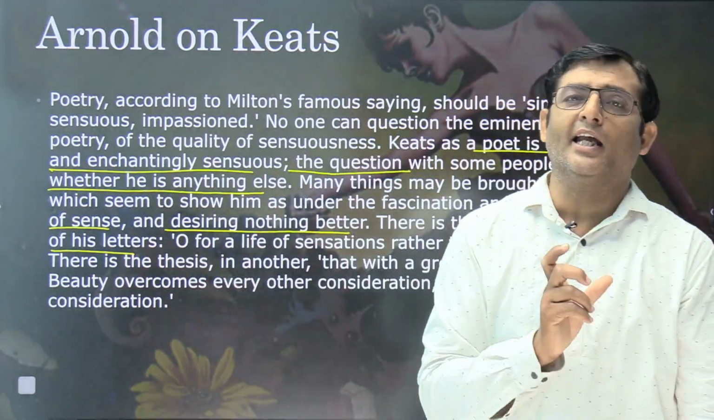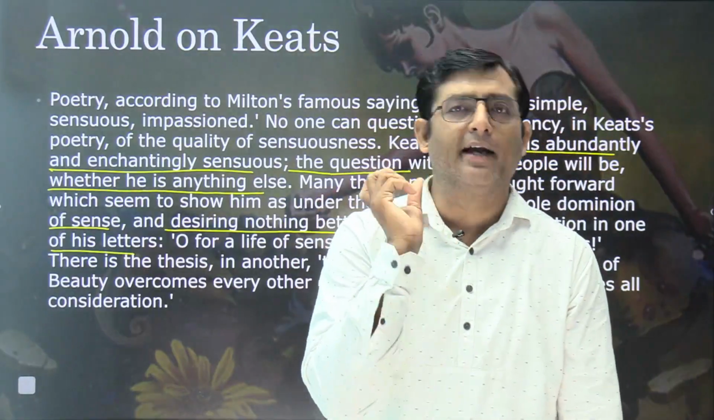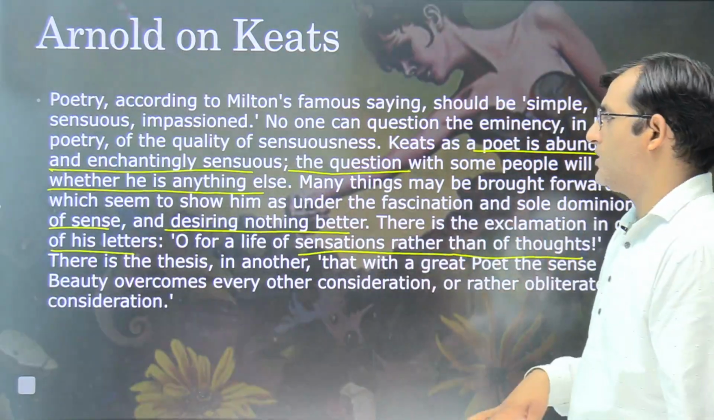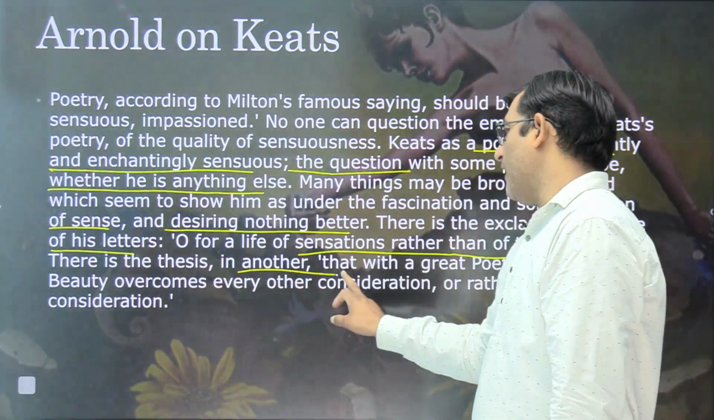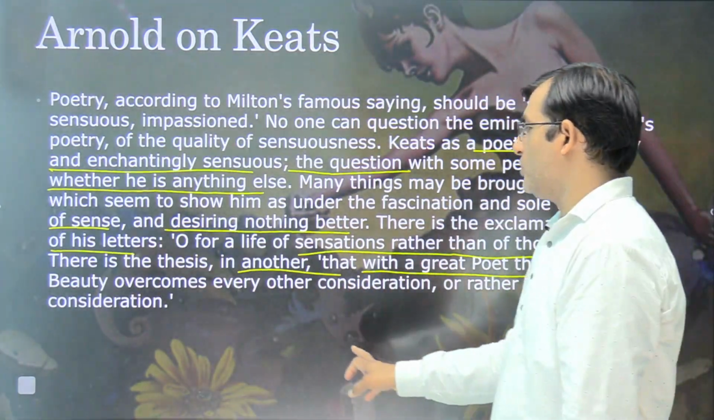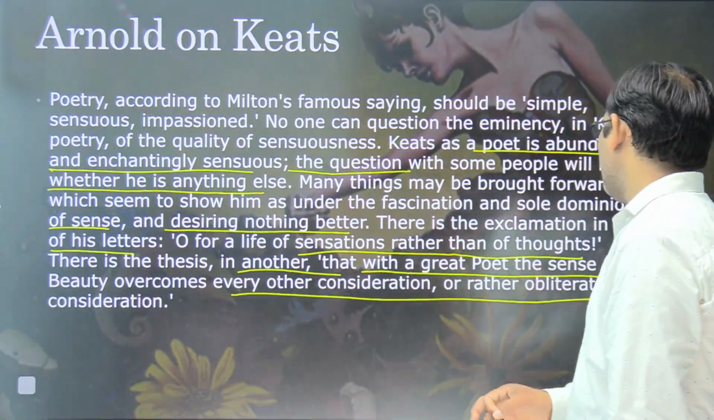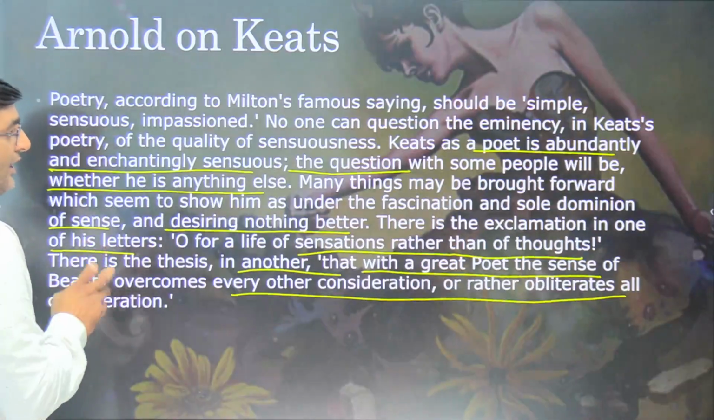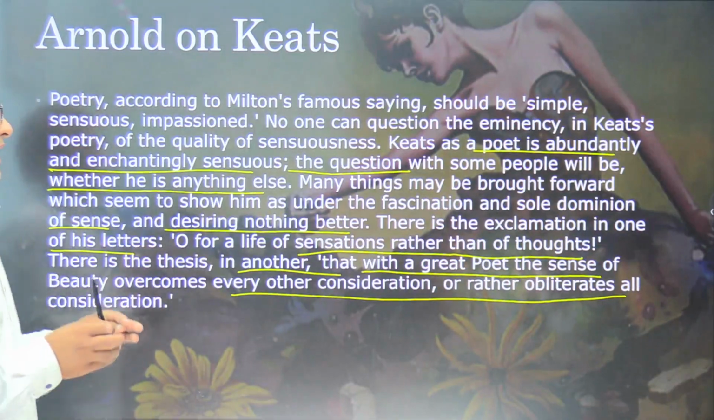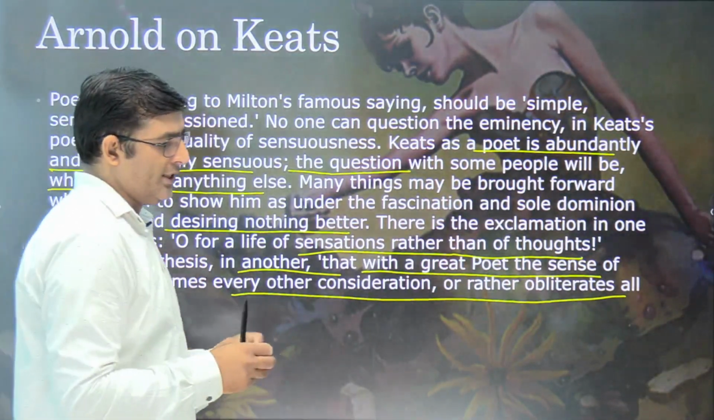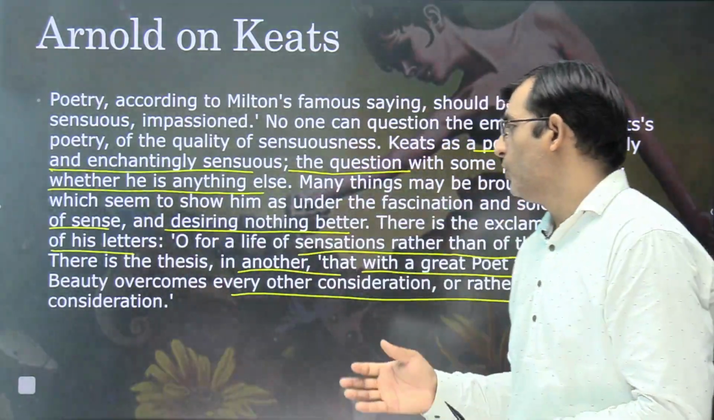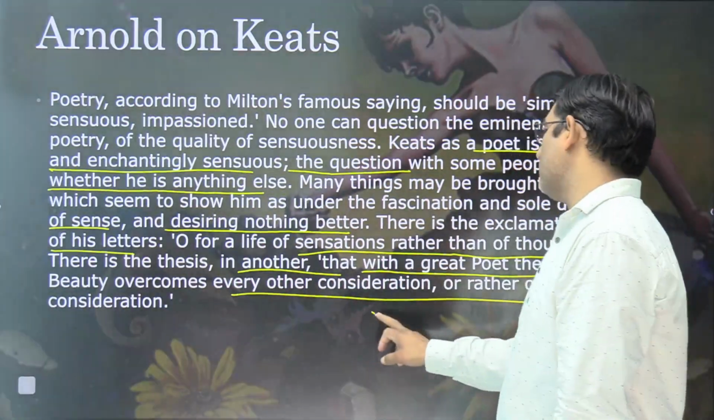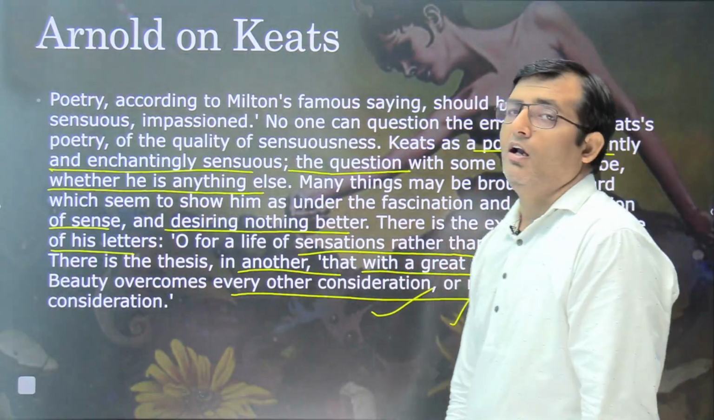And I hope you remember the line when I was dealing with John Keats as a critic. I had mentioned this line from his letter. For a life of sensations rather than of thoughts, there is the thesis. In another, that with a great poet, the sense of beauty overcomes every other consideration, or rather obliterates all considerations. These two quotations are very important. One is, Keats as a poet is abundantly and enchantingly sensuous. Phrase number two, that with a great poet, the sense of beauty overcomes every other consideration, or rather obliterates all considerations.